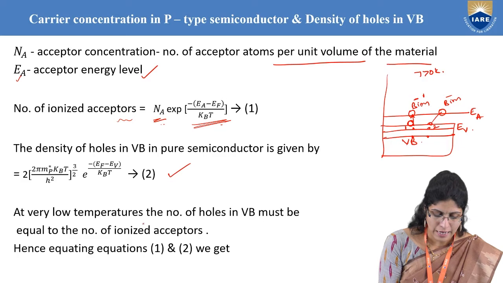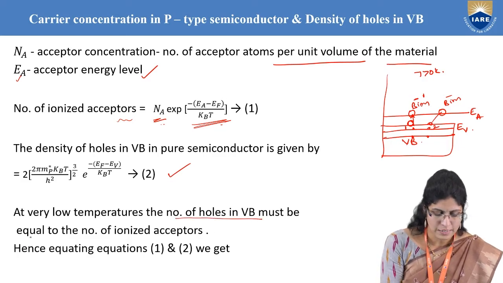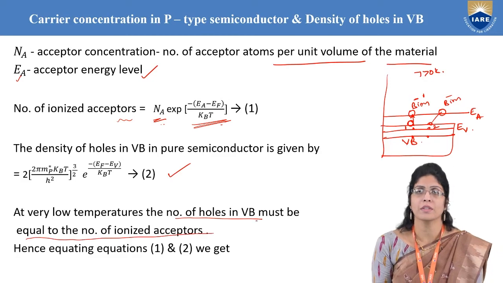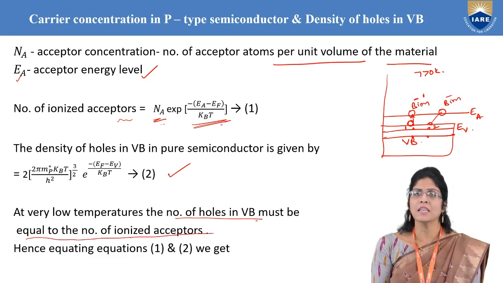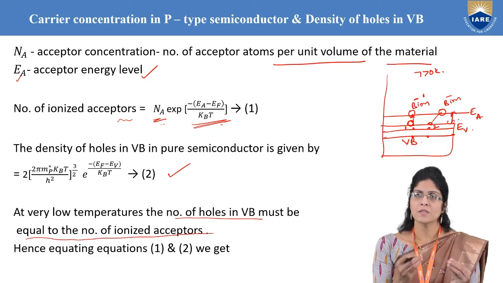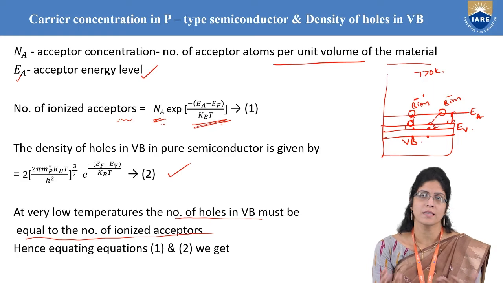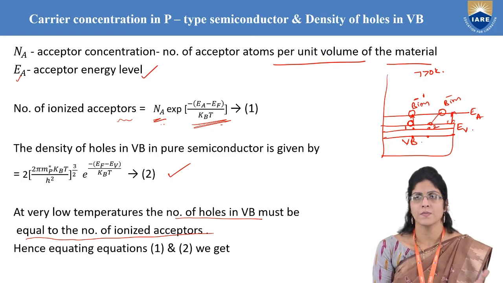Thus, even at a very low temperature, the number of holes in the valence band should be equal to the number of ionized acceptors. Why am I saying even at very low temperature? Because the gap is very small. So even a small temperature is enough for this excitation to happen and for the electron to go and sit in the vacant site in the dopant.